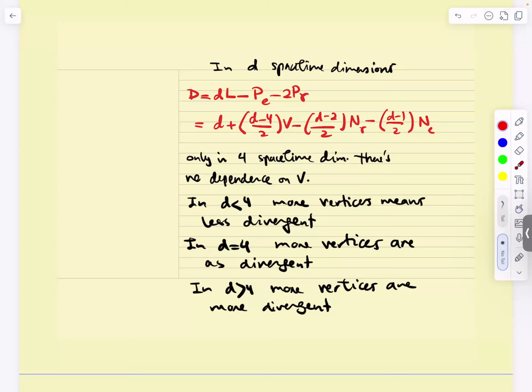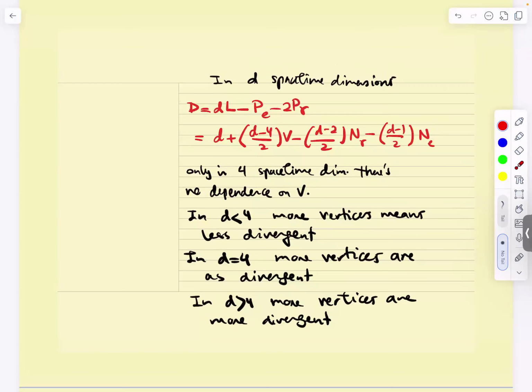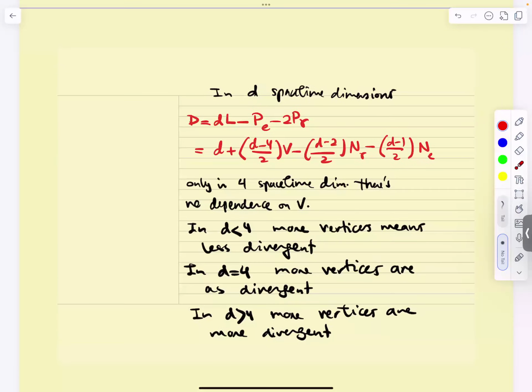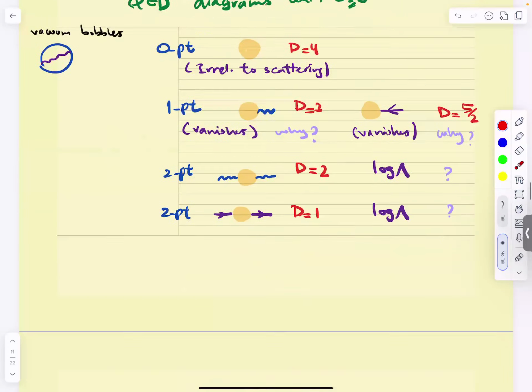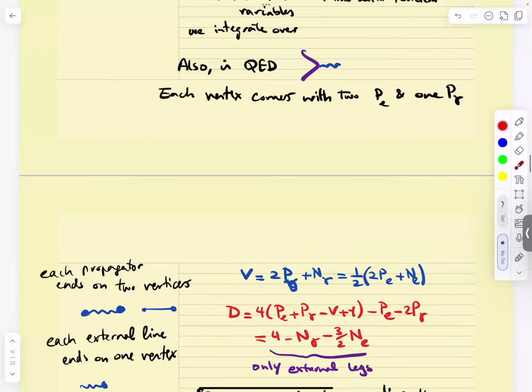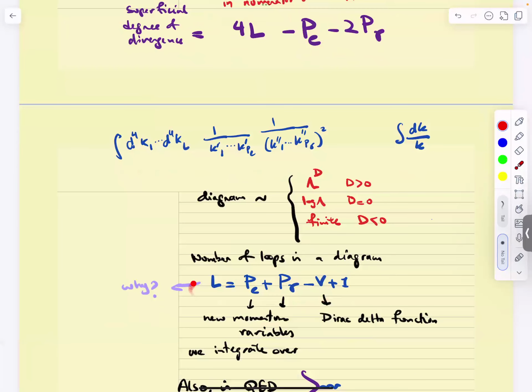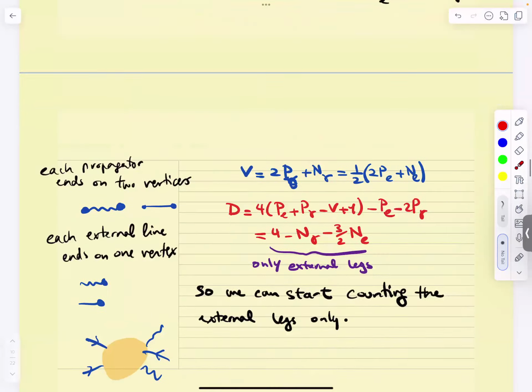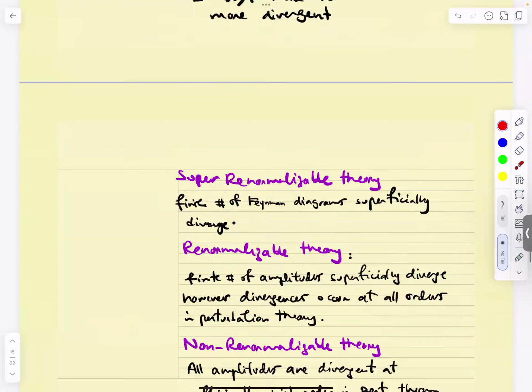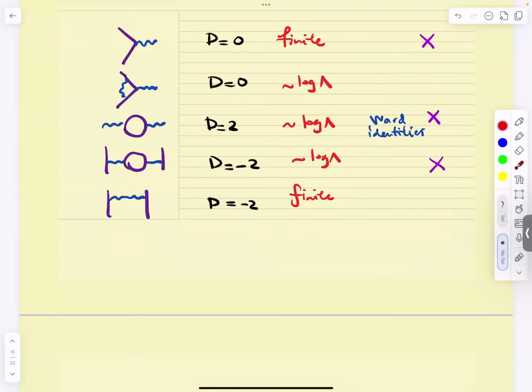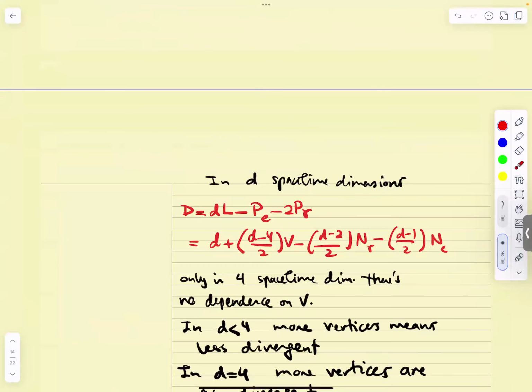Okay. So now we can use the two relations we used in the past, right? These two relations, we still have them. This V could be written in terms of P and N gamma and P and N electron. And also we have this rule. So if we plug them back in, what we find in the general space-time dimension is the following equation. The superficial degree of divergence is this.